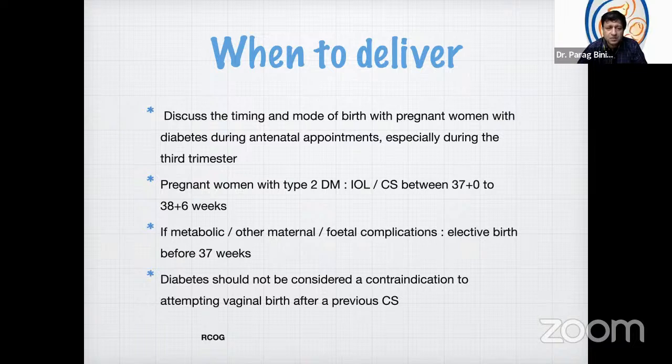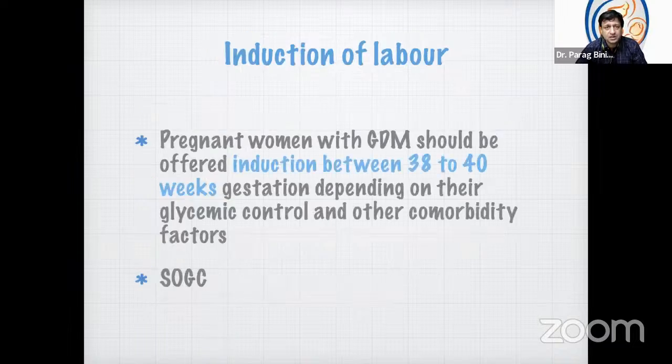If there are any metabolic or other maternal or fetal complications, then we can think of elective birth even before 37 weeks. And diabetes should not be considered as a contraindication to attempting vaginal birth even after previous cesarean section.